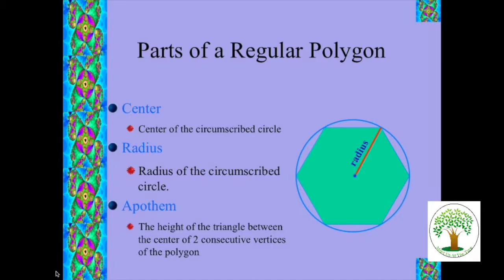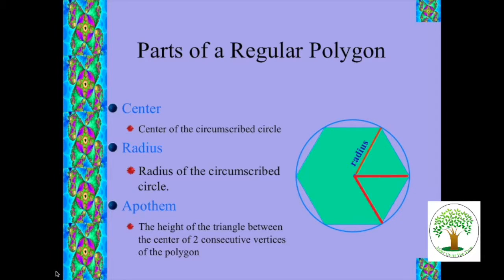But notice, when I draw that radius, I did not draw it coming out here. I drew it to a vertex of the polygon. That is the radius of the polygon. You're going to do it from the center out to one of the vertices.